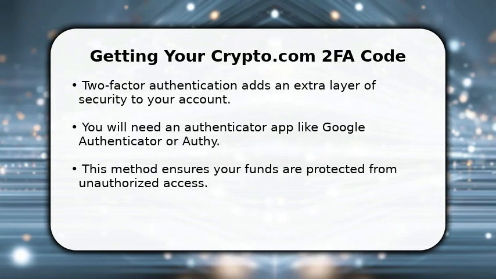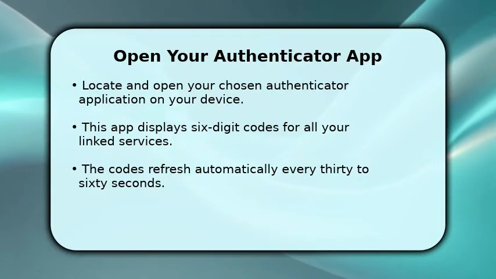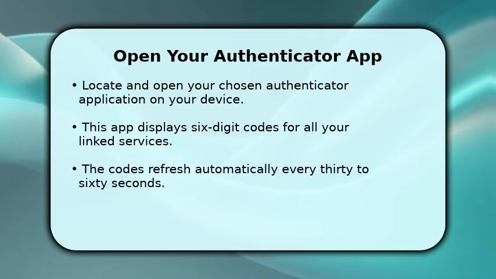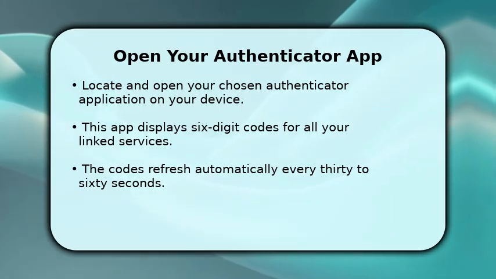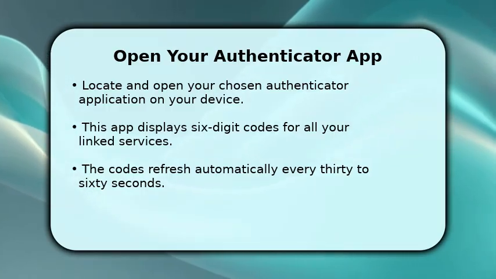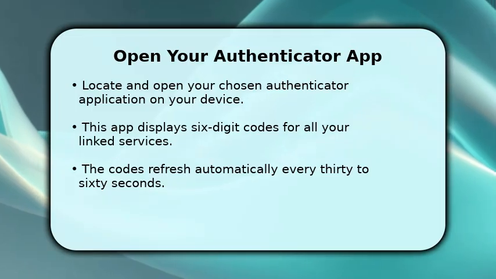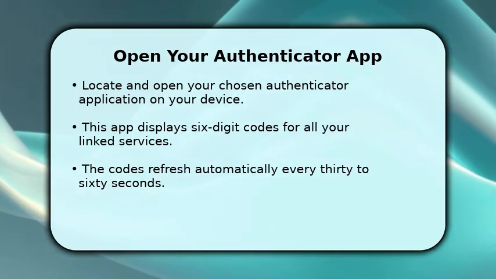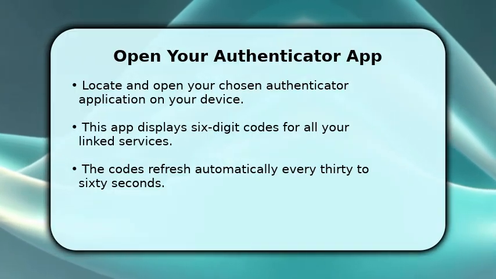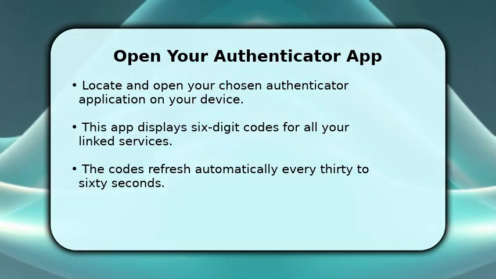Let's dive into the simple steps to retrieve your code. First, open the Authenticator application you linked with your crypto.com account. This could be Google Authenticator, Authy, or another similar app. Once opened, you'll see a list of accounts, and one of them will be for crypto.com. The application continuously generates a new 6-digit code, typically refreshing every 30 or 60 seconds. It's important to use the current code before it expires to successfully log in.